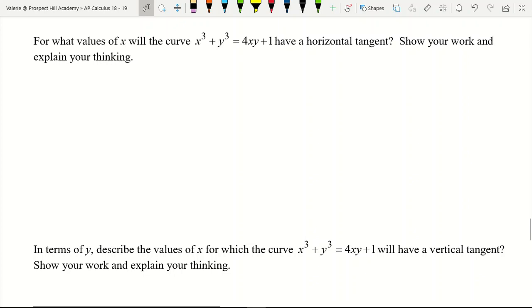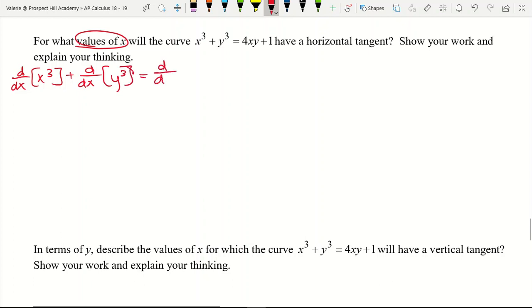So for what values of x will the curve x cubed plus y cubed equals 4xy plus 1 have a horizontal tangent? Show your work and explain your thinking. So we want the values of x. What that means is that we want actual numbers for x. So we're first going to implicitly differentiate. So we want d/dx of x cubed plus d/dx of y cubed equals d/dx of 4xy plus d/dx of 1.